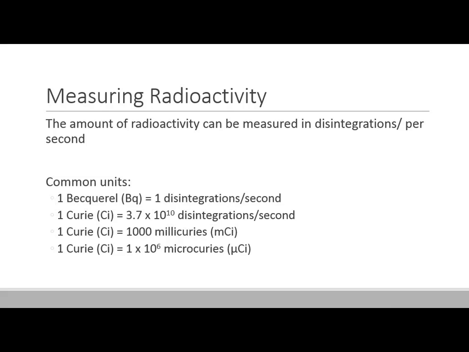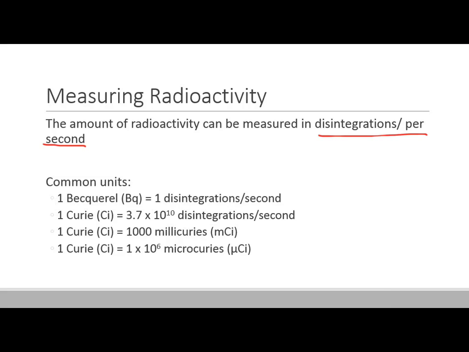So how do we actually measure radioactivity? Since you cannot detect it with your senses, we use specialized tools like Geiger counters in order to do this. And the units are a little bit weird, but we're going to be measuring things in disintegrations per second, right? So we're counting how many atoms decay every second, which seems kind of crazy, but it's how we do it. There are some units.